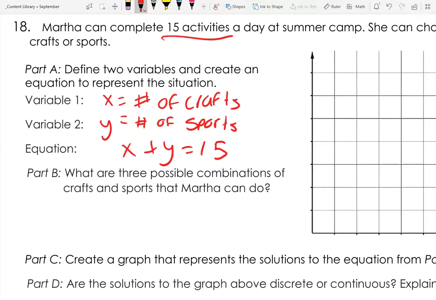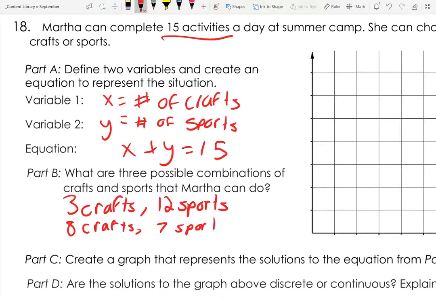So a couple combinations of crafts and sports that would make 15 activities. You can have 3 crafts and 12 sports, and that's 15 activities. You could have 8 crafts and 7 sports. That would work. You could also have 14 crafts and 1 sport, right? Together you have 15 activities. You just have a variety of crafts and sports.